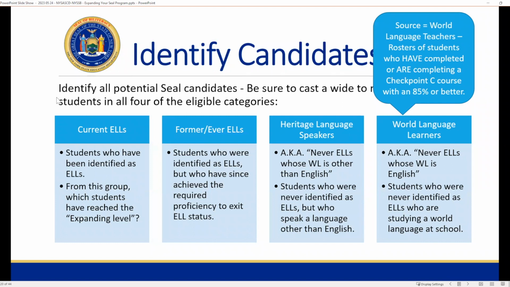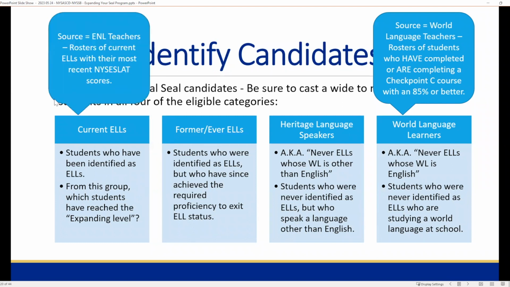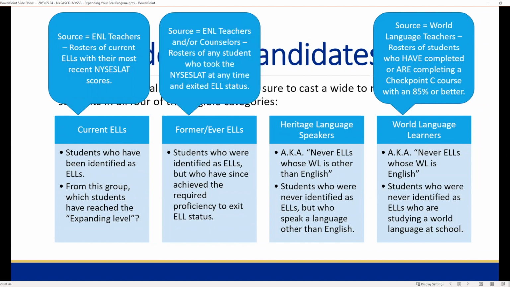Next, we're going to go to the left side, our current ELLs. We find out who these students are by talking to our ENL teachers. They have rosters of their current ELLs with their most recent NYS Seal scores and can tell you if they've reached the expanding level or not. For our former ELLs, you can also go to those ENL teachers or your school counselors and get the rosters of any student who took the NYS Seal at any time in their academic career and found out that they have exited ELL status.